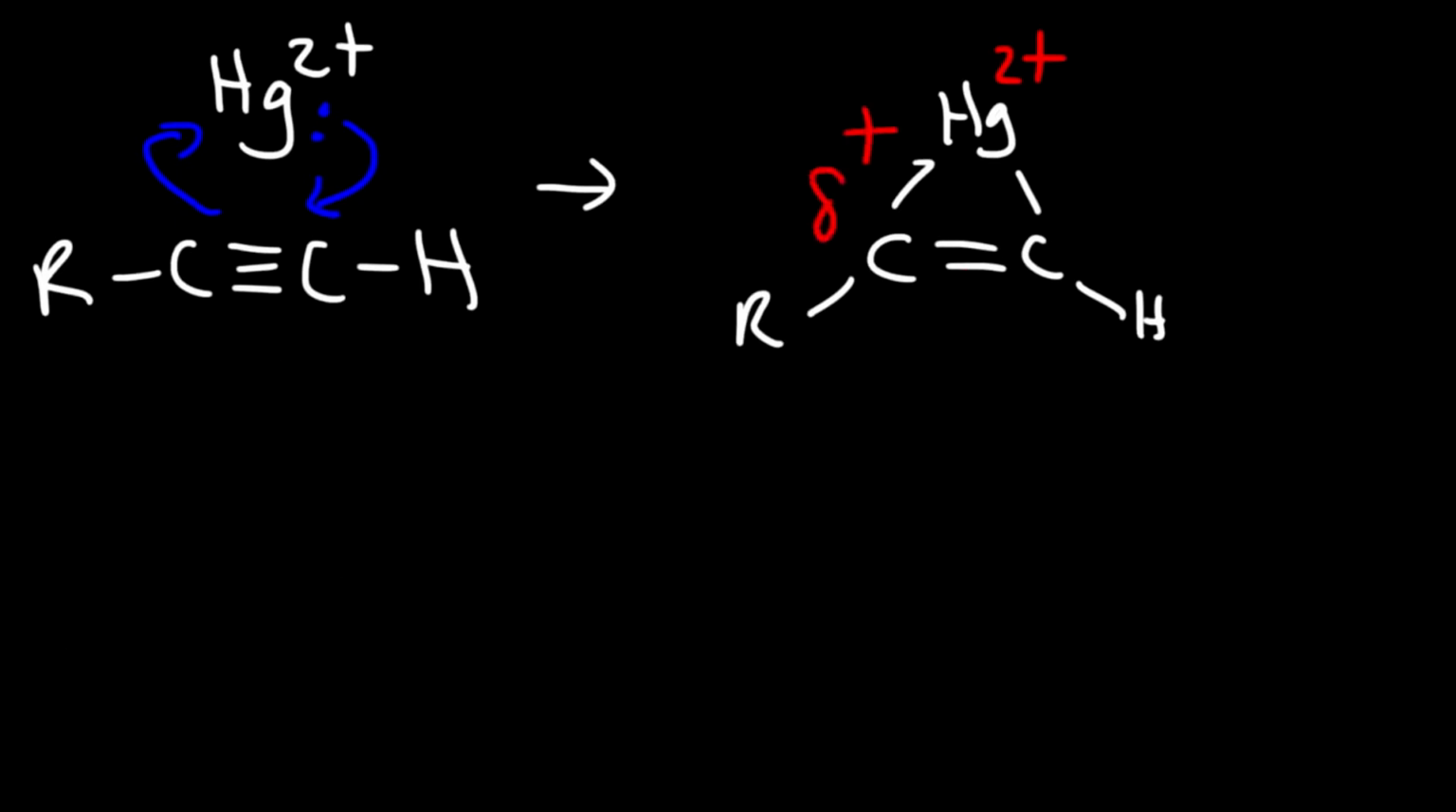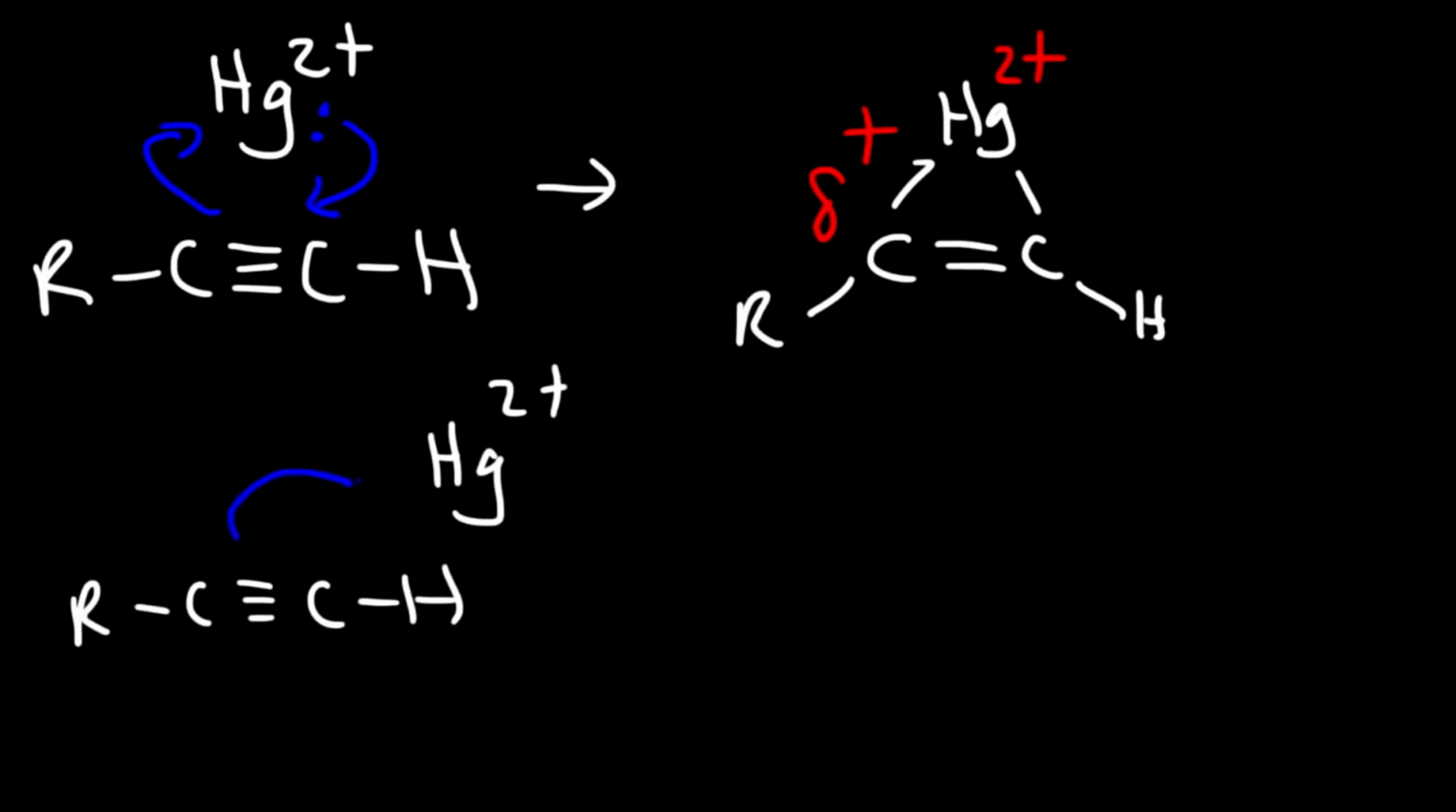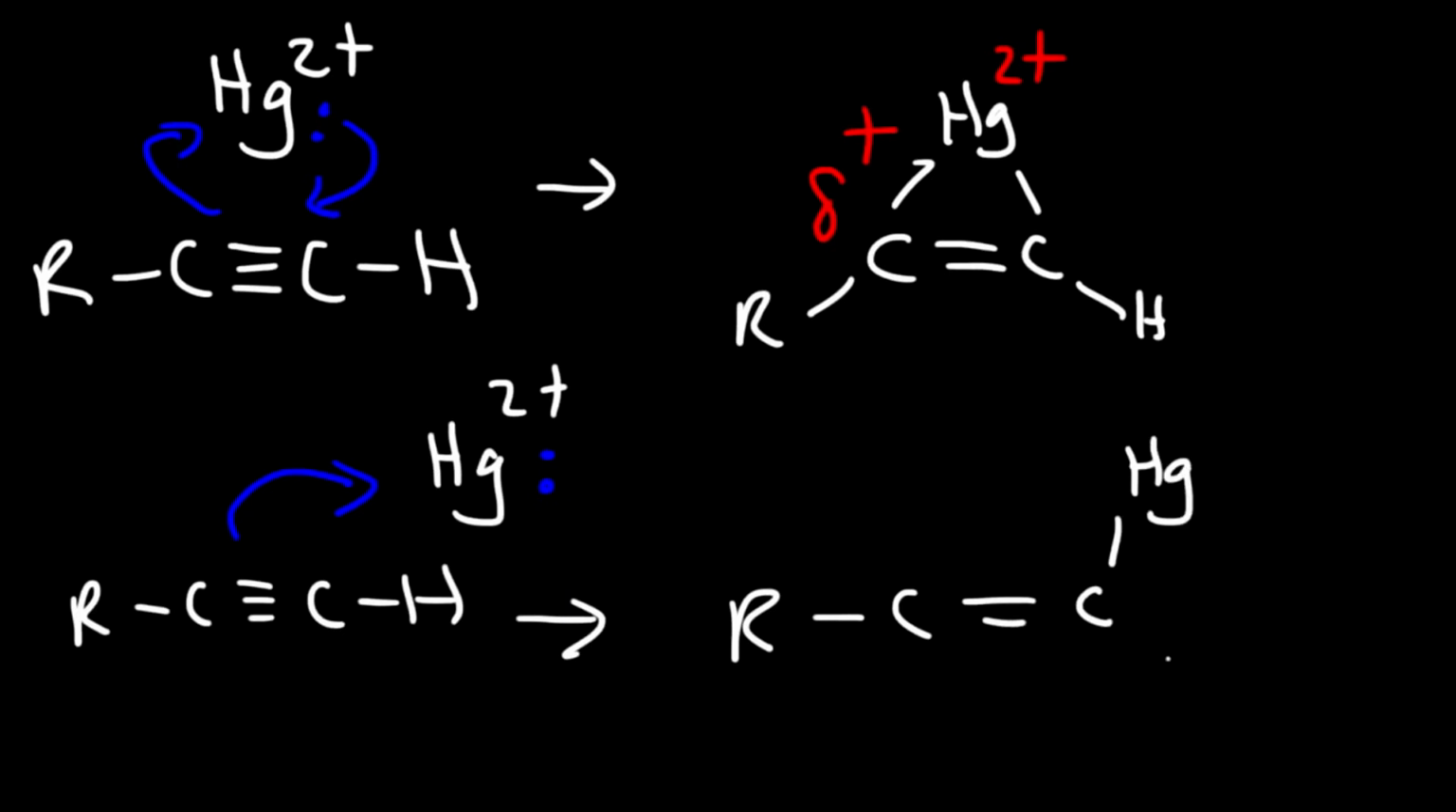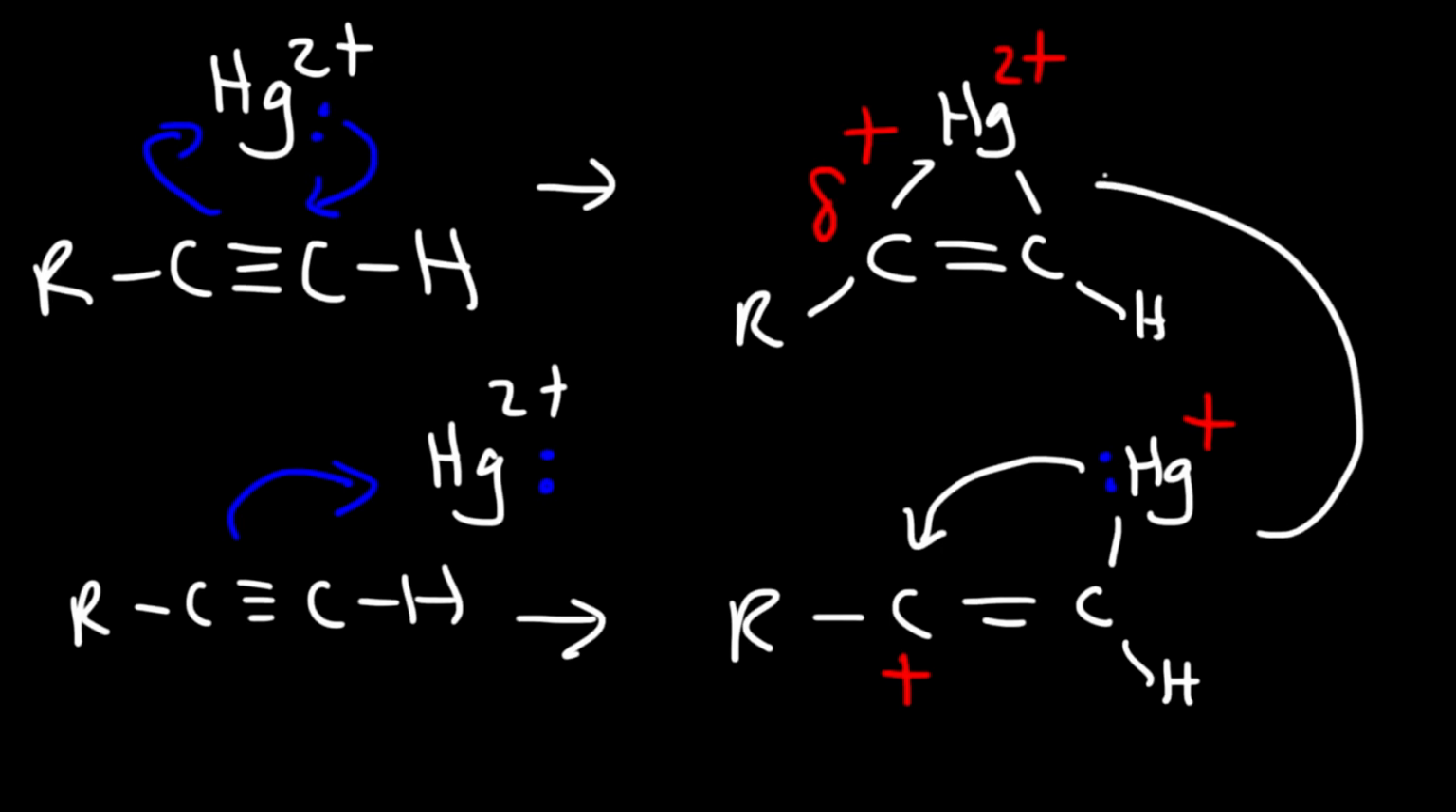Now, some textbooks may show the first step like this. They may show the alkyne attacking the mercury ion, and the mercury ion will add to the less substituted carbon atom. So now instead of having a +2 charge, it has a positive charge. It still has the lone pair, and now we have a positive charge on this carbon. And then we could show that the lone pair combines with this, giving us this intermediate.